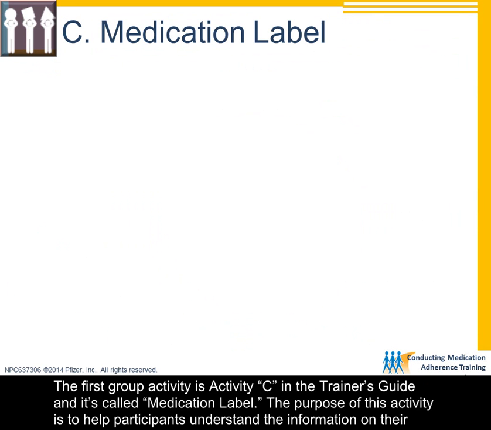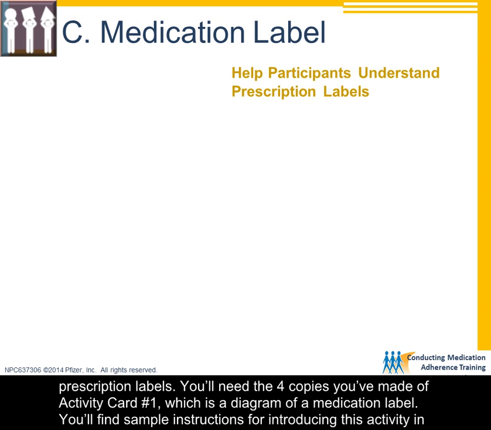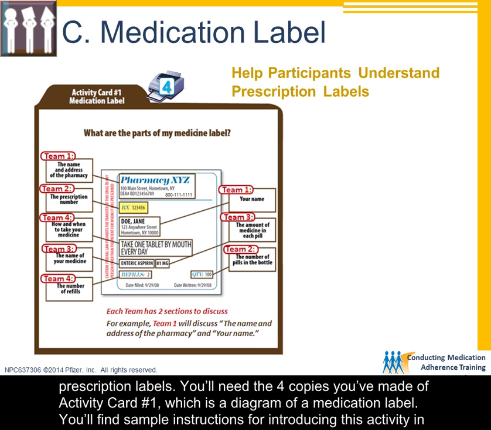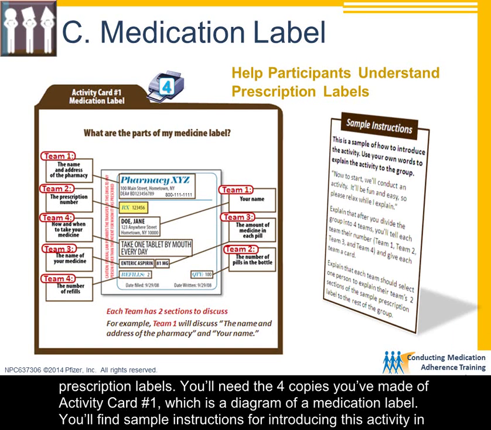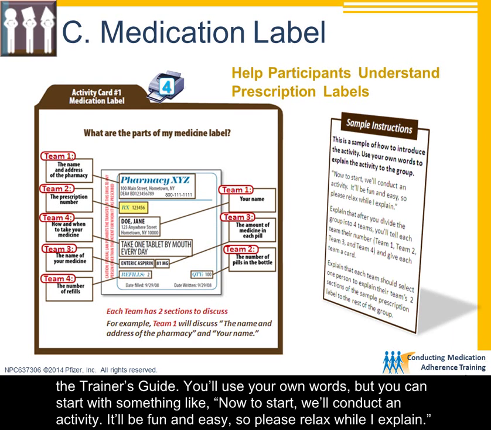The first group activity is Activity C in the Trainer's Guide, and it's called Medication Label. The purpose of this activity is to help participants understand the information on their prescription labels. You'll need the 4 copies you've made of Activity Card 1, which is a diagram of a medication label. You'll find sample instructions for introducing this activity in the Trainer's Guide.